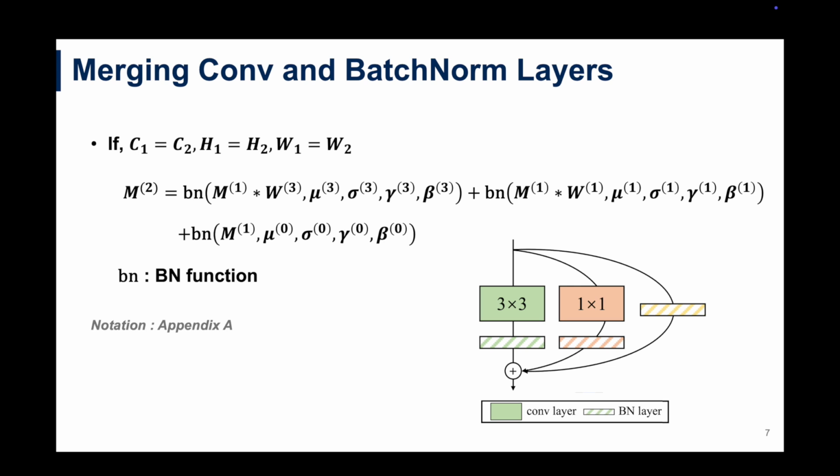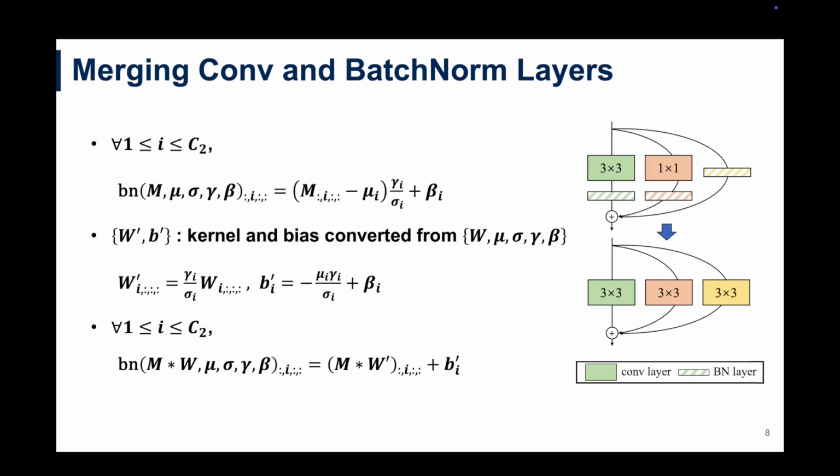When the input and output have the same number of channels, height, and width, a RepVGG block contains a 3x3 convolution, 1x1 convolution, and an identity branch, each followed by batch norm during training. And their outputs are merged using element-wise addition. This process can be expressed mathematically as follows. Given an input tensor M1, the M2 is computed by applying each branch followed by batch norm and then summing the results. The detailed formulas and notations can be found in the appendix at the end of the slide.